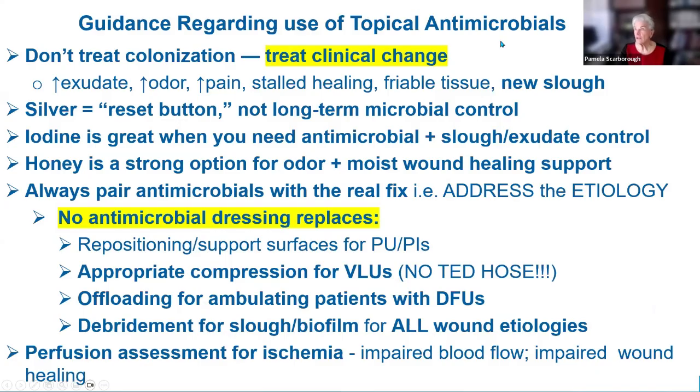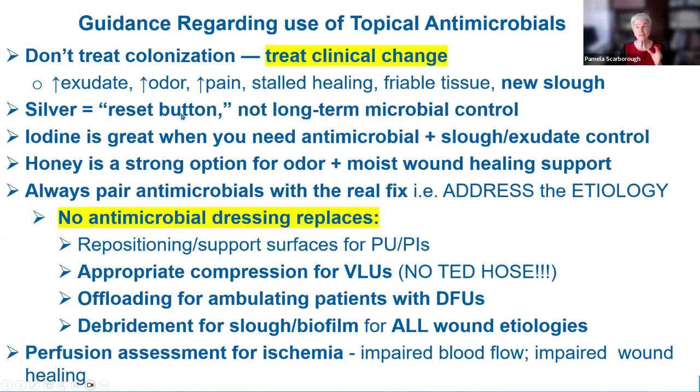So, guidance regarding the use of topical antimicrobials: don't treat colonization, treat the clinical change. Colonization doesn't need anything. You want to treat the things such as increased exudate, increased odor, increased pain. The stalled healing. Stalled healing is a pathology. It's been healing nicely and it stalls. There's a problem. Don't wait for the stall to stop stalling. Intervene when it first stalls. You see that friable, especially friable granulation tissue, and new slough. New slough is a sign that you've got a problem.